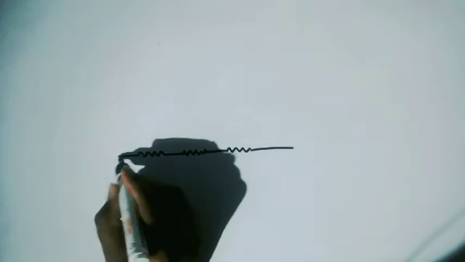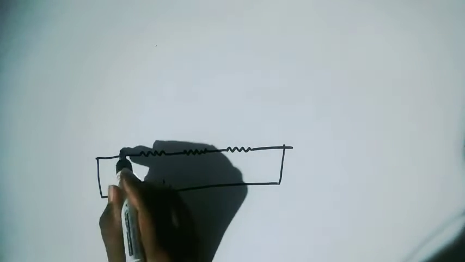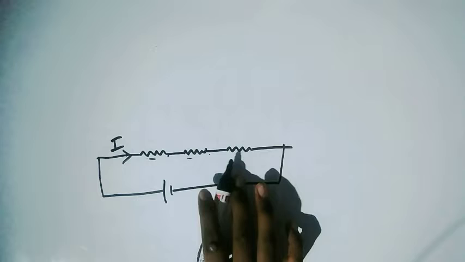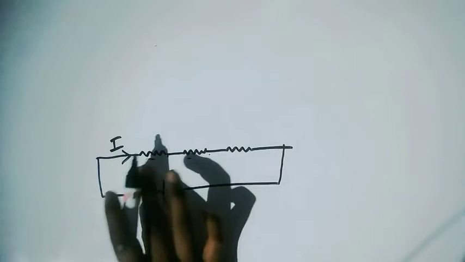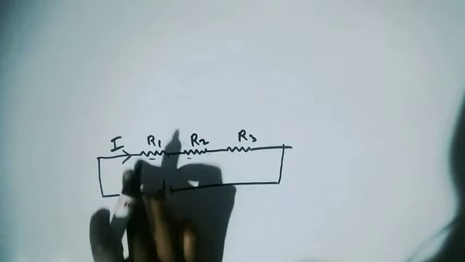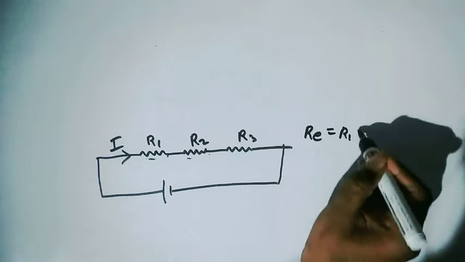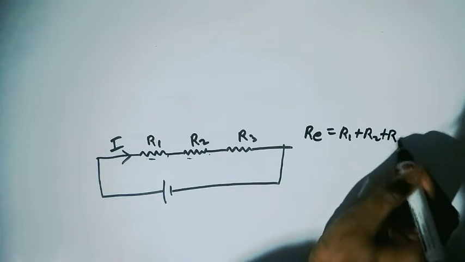See, if the current flowing through all the resistors is the same, suppose we have these three resistors connected to a cell and the same amount of current I is flowing through this resistor also, this resistor also, and this resistor also, then they are said to be connected in series. And if they have resistance R1, R2 and R3, then the equivalent resistance of these three resistors will be R1 plus R2 plus R3.